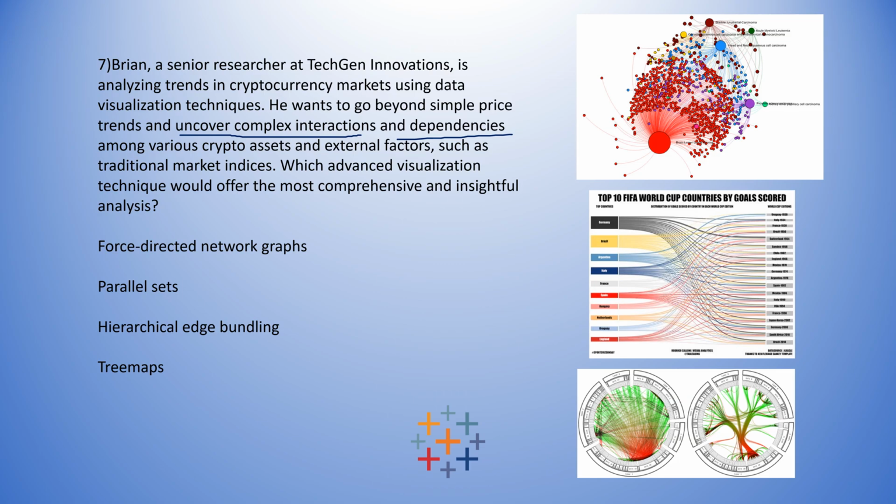So in this case, what is Brian's requirement? He wants to uncover complex interactions and dependencies. Okay, so in this case force directed network graphs are the most ideal choice. This will visualize relationships between multiple assets and factors. It will help in identifying clusters, communities and key influencers.